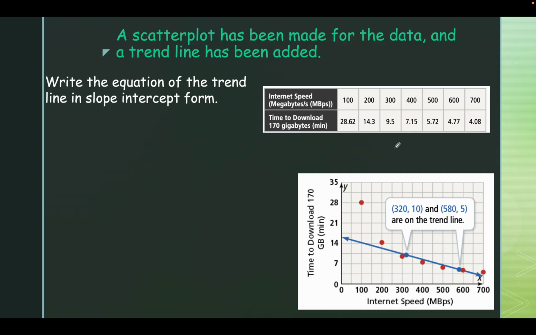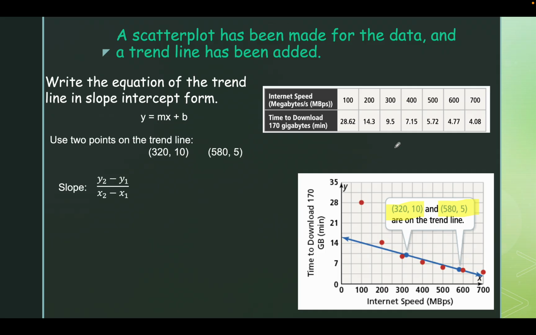A scatter plot has been made for the data, and a trend line has been added. Write the equation of the trend line in slope-intercept form. We're going to repeat the same process. We need to use those two points to come up with the slope. We're doing our y2 minus y1 over x2 minus x1. So we subtract our y's on top. So 5 minus 10 on top means I have to do 580 minus 320 on the bottom. That leaves me with negative 5 divided by 260, which is negative 0.02.